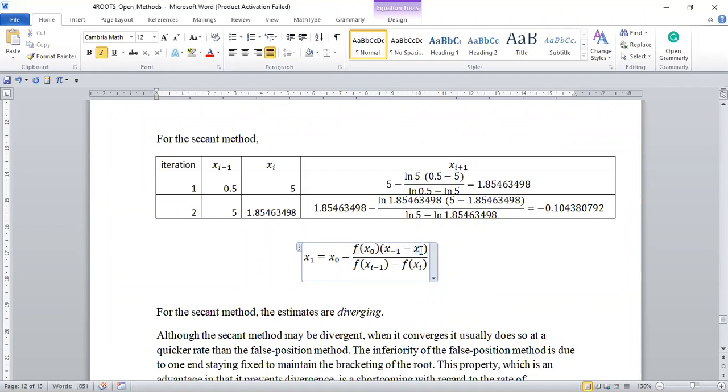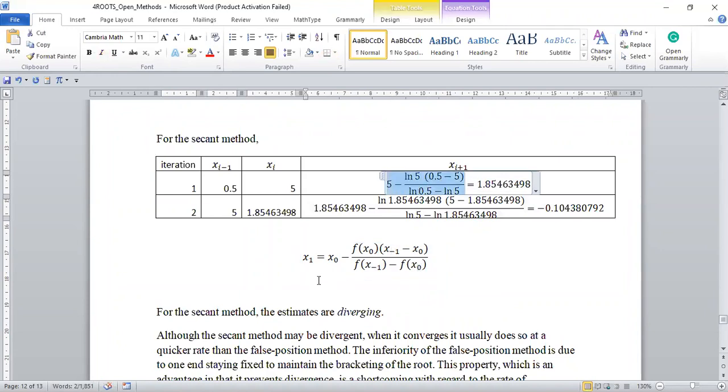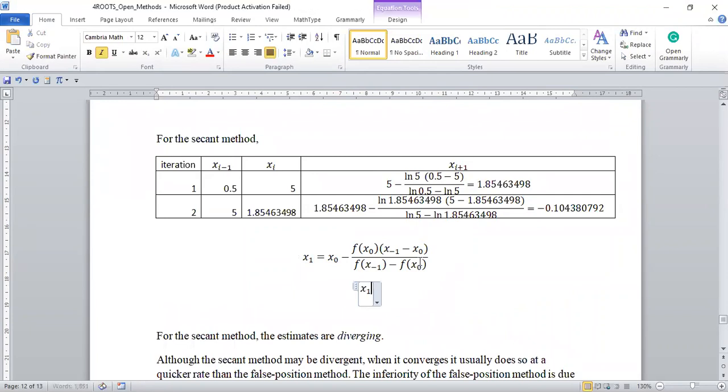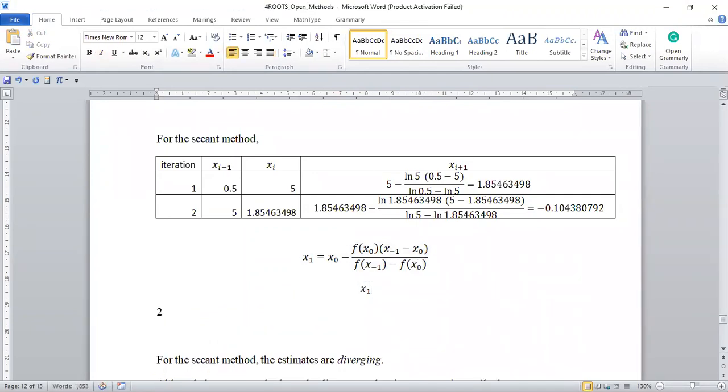Okay, this is x0, and this is x minus 1, and this is x0. So for x1, you evaluate this. When we did the evaluation, this is the evaluation here. So the 5 is x0, because this is x minus 1. For the first iteration, this is x minus 1, and this is x0. So you evaluate this, you got this. Then you already have x1, right?